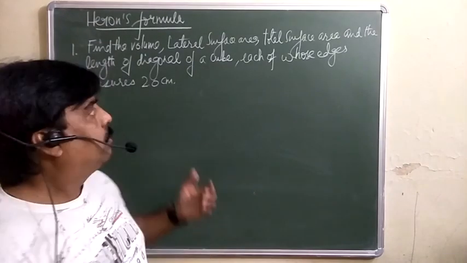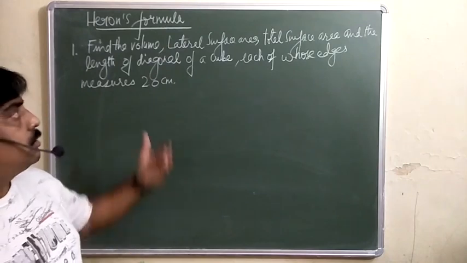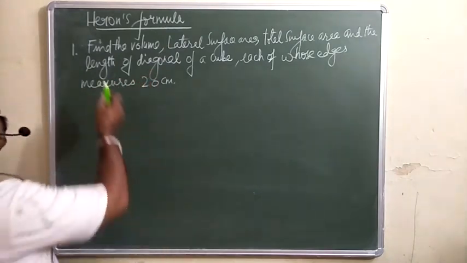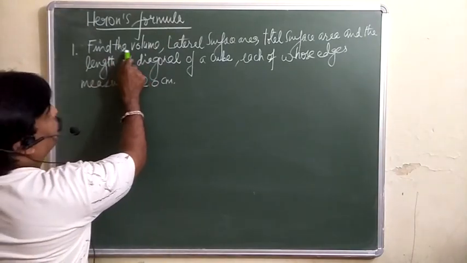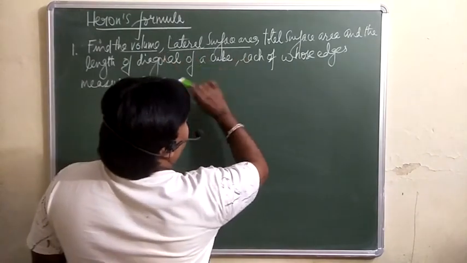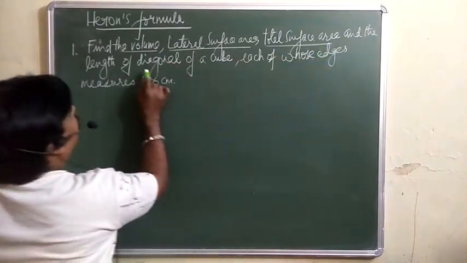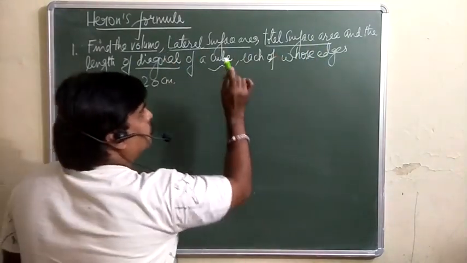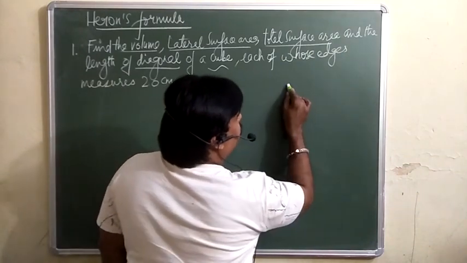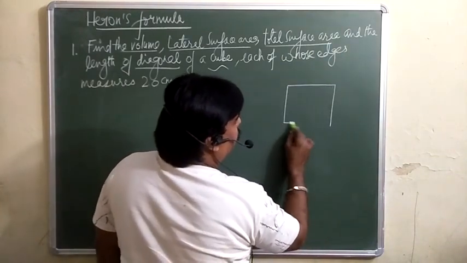Hello everybody. Now the questions we will discuss are based on Heron's formula. Your first question is: find the volume, lateral surface area, total surface area and the diagonal of a cube. Cube means the length, breadth and height are all equal.